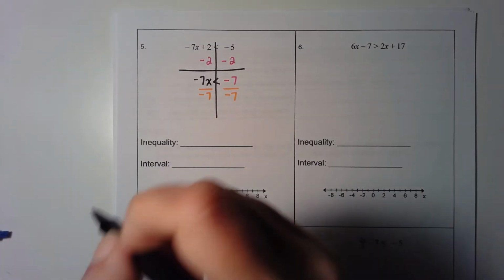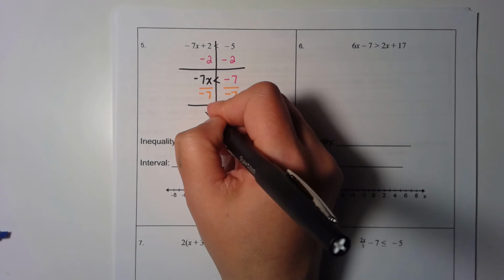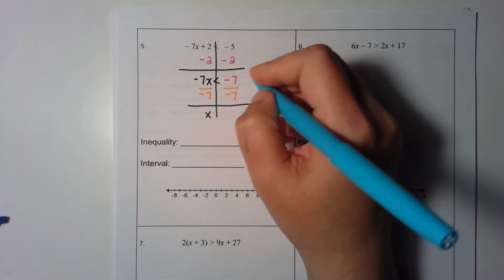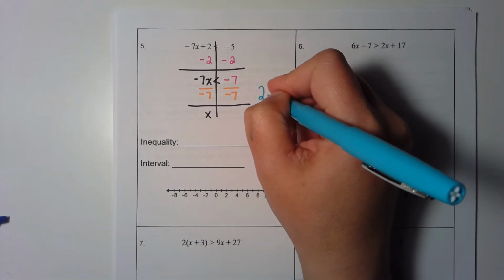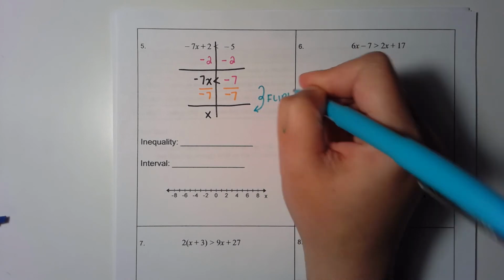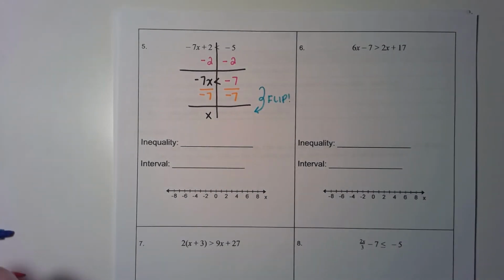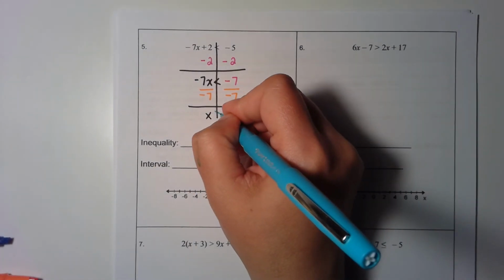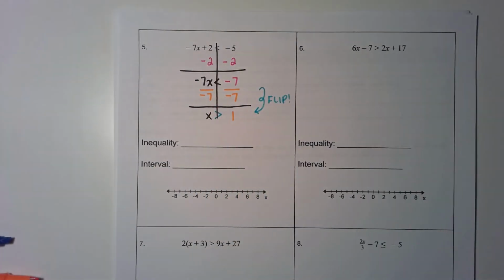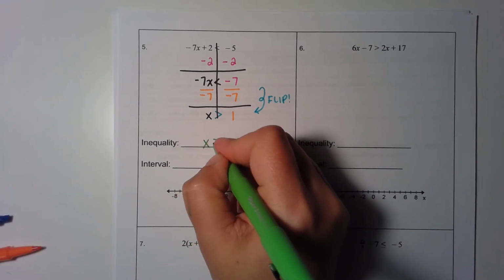Now this time I'm dividing by a negative. So when you divide by a negative, you're going to need to remember to flip the inequality, which means -7 divided by -7 makes 1, and we're going to change our symbol to a greater than symbol. That means that my solution would be x is greater than 1.